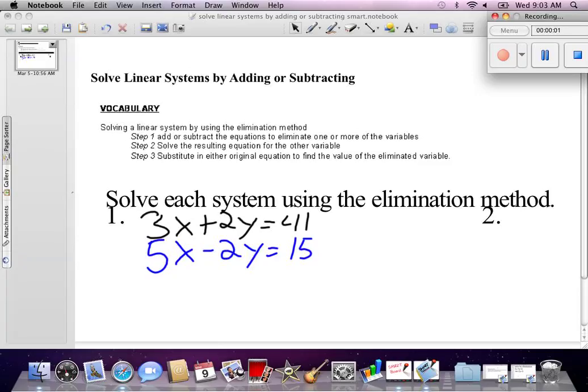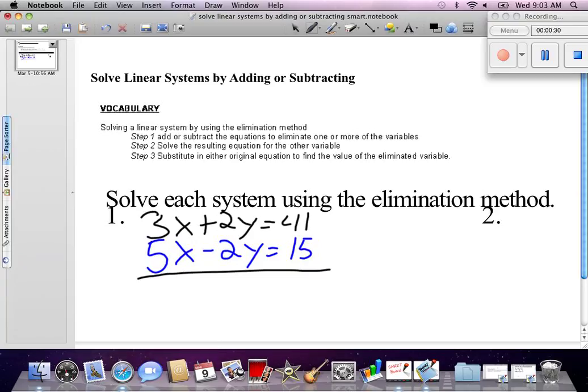Right, ladies and gentlemen, we're going to do the elimination method. I want you to listen how I go about solving this first one. I'm looking at 3x plus 2y equals 41 and 5x minus 2y equals 15. If I add straight down, because that's the elimination method, or it's also called linear combination, which one's going to cancel? The y's. Good.